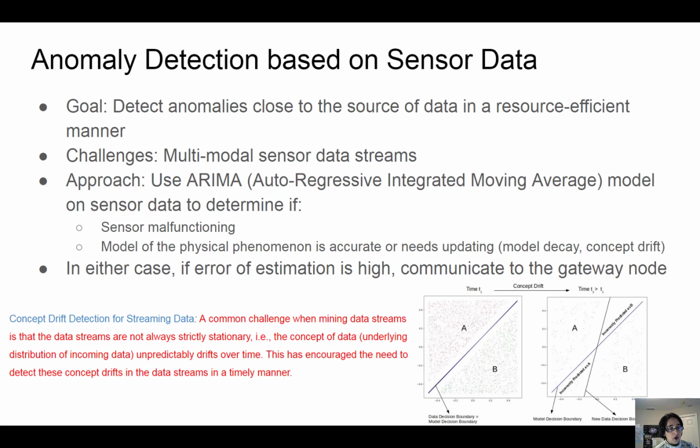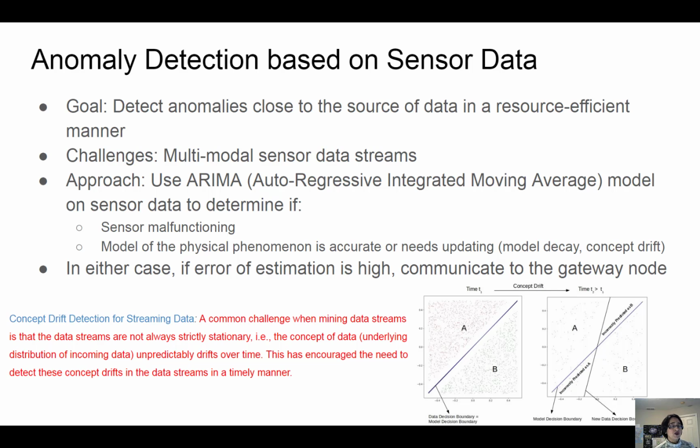This ARIMA model is represented as a function ARIMA(p, d, q), where p is the number of lag observations included in the regression model. Then we have d and q. d is the differencing and q is the time window. So we optimize these hyperparameters for the ARIMA model and we run it.